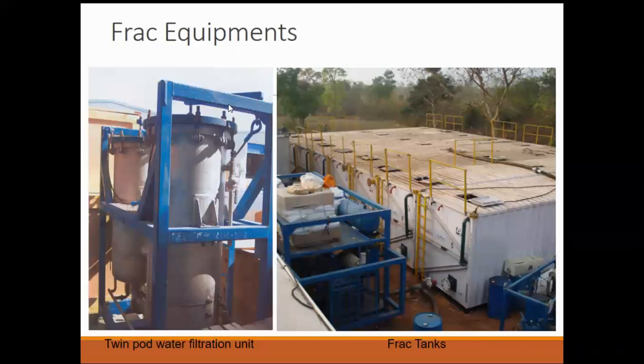So, sharing some pictures of the equipment. The picture on the left is a twin pod water filtration unit, and on the right there are frac tanks. The frac tanks store water, but to make frac fluid, the water should be of a certain quality. There are certain parameters like hardness, the TDS, the TSS, which have to be maintained for the frac fluid because you want the frac fluid to be of good quality. So sometimes filtration of water is required for the removal of any debris or any suspended particles. So this twin pod filtration unit is used.